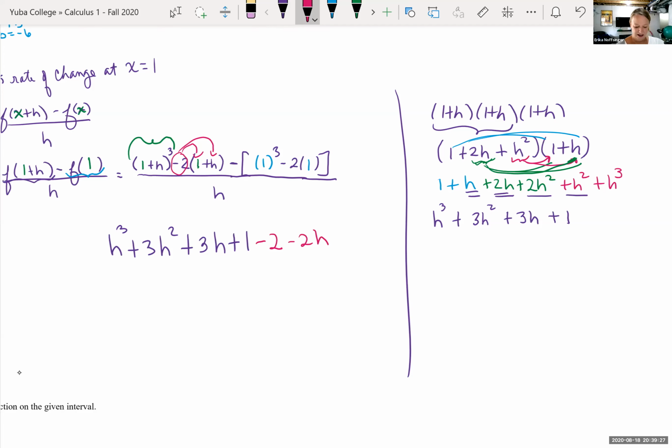And then maybe a little side work over here. Inside this bracket here, we have a 1 cubed, which is 1, minus 2 times 1, which is minus 2. So this 1 minus 2, I normally don't work like this, is negative 1. So this negative times negative 1 is really a plus 1. All over h.